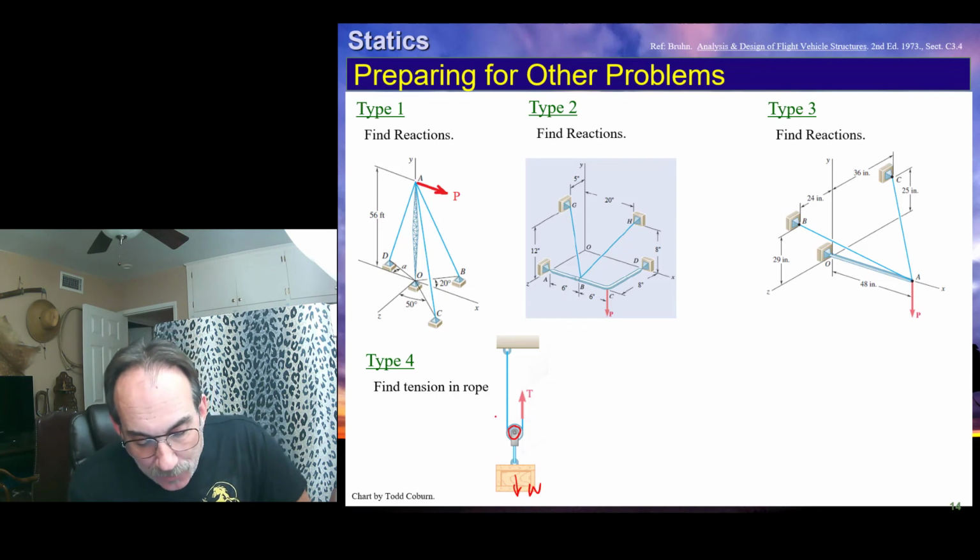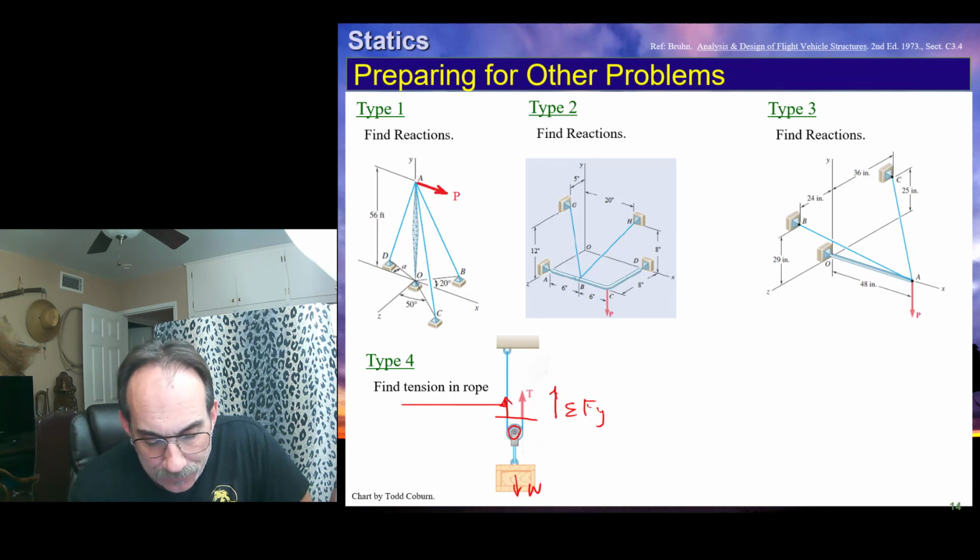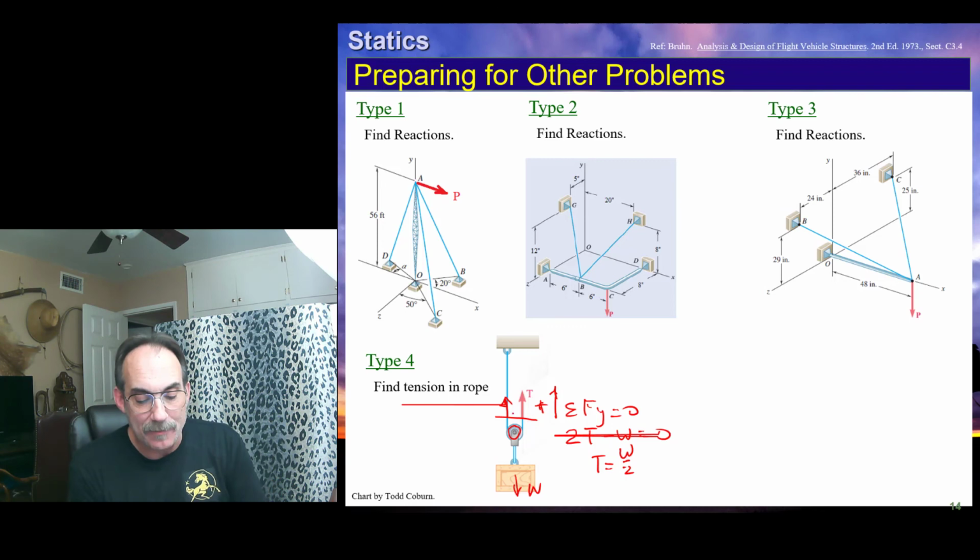So all we have to do is cut this off and replace whatever we cut with a force, and we can sum our forces in the y direction. That's going to be positive and equals 0, which means 2T minus W equals 0. And in this case, we find T equals W over 2. And we did that by cutting this and replacing what we cut off with the forces. Got that? Let's look at another one.